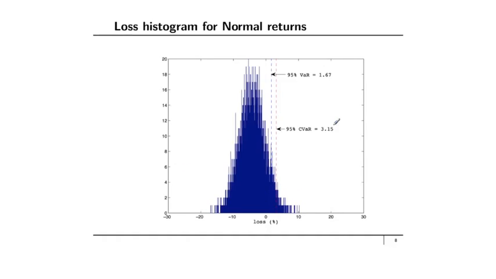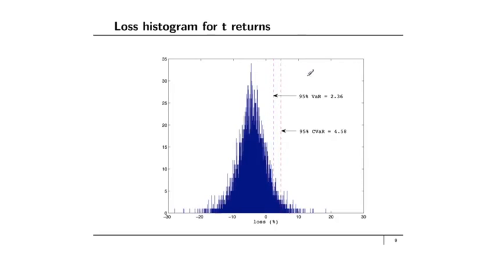So this is the loss histogram for the normal distribution. The 95% value at risk is 1.67%. Everything is in percent. The 95% conditional value at risk is 3.15%. The conditional value at risk is larger than the value at risk, and the numbers are as they are shown in the slide.